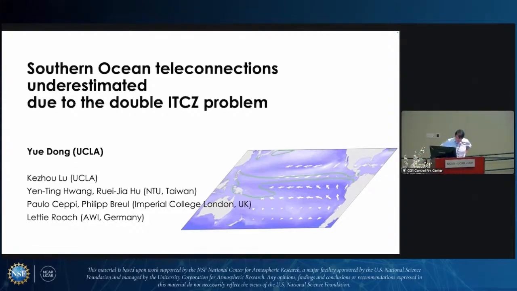Okay, good morning, everyone. I'm Yue Dong from UCLA. Following the previous talk by Wei, this is another talk looking at the broader impact of the Southern Ocean. We specifically focused on the strength of the Southern Ocean teleconnection and are trying to ask how much tropical response we should expect from it. In the end of the talk, I hope to deliver that the currently simulated Southern Ocean teleconnection strength is likely underestimated due to models' mean state biases.